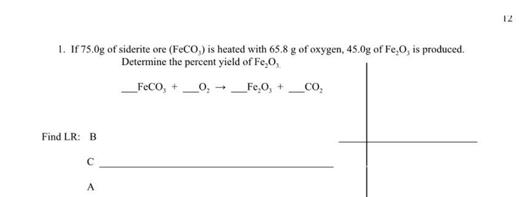Figure out how many grams of iron 3 oxide we should make, and then find the percent yield. So let's go ahead and do that. The first thing is, let's balance it. Go ahead and do that.